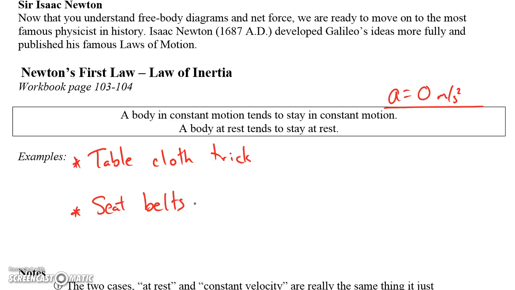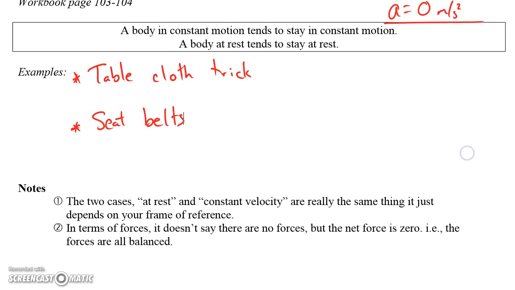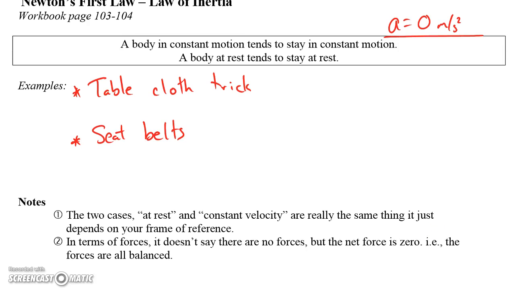So, two cases though. We said at rest and at constant velocity. We have to think about those things being the same thing, and that's important to think about. We talked about this before. They are the same thing. It all depends on your frame of reference. So, in terms of forces, it doesn't say that there are no forces, but the net force is 0. The forces are all balanced. That's like if you're pushing on something and it's not moving. There are forces, but they're balanced, so it's not going to change.